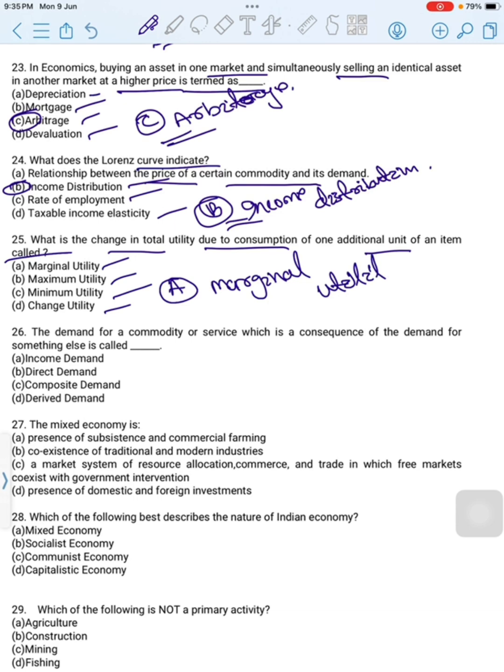Marginal utility is the additional satisfaction that a customer gets for an additional unit of consumption or an additional unit of service. Marginal utility is the change in total utility due to consumption of one additional unit of an item. Then move to the next question.